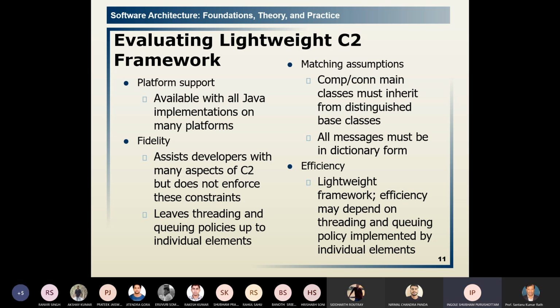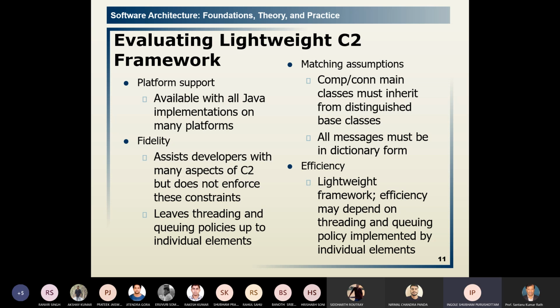Third one is matching assumptions. Component and connector main classes must inherit from distinguished base classes, as we have seen in the diagram. And all messages must be in dictionary form. That is one assumption. And the fourth one is efficiency.